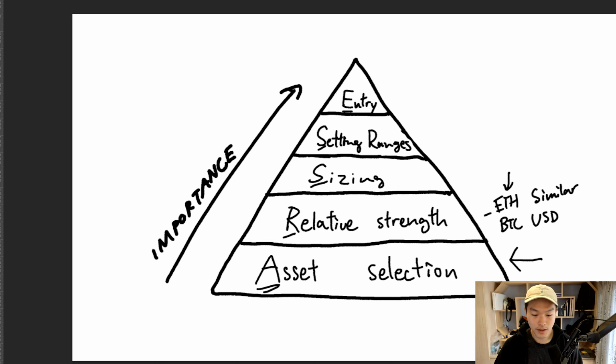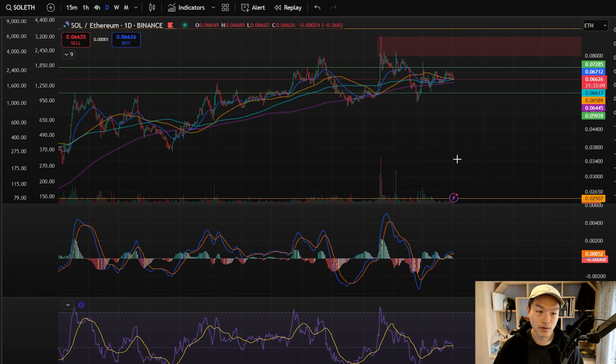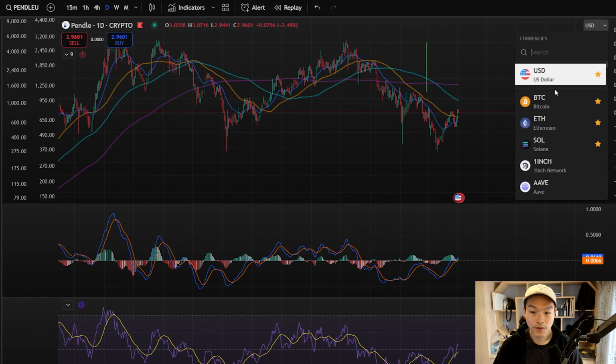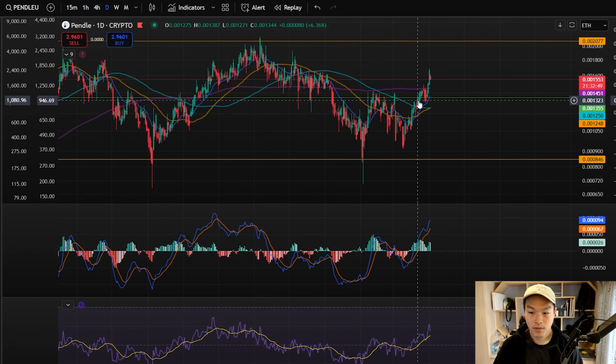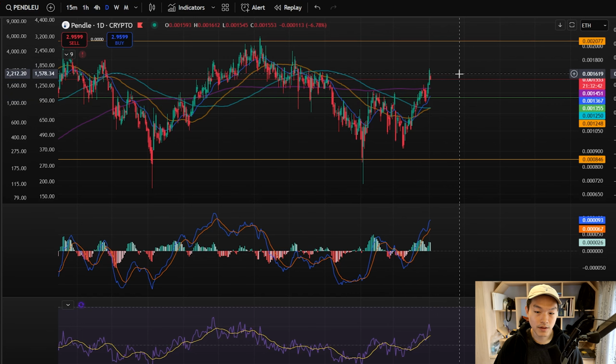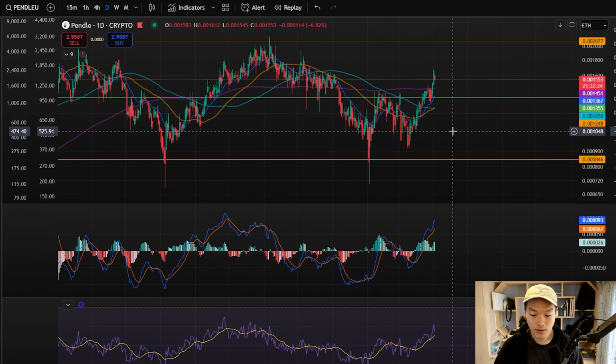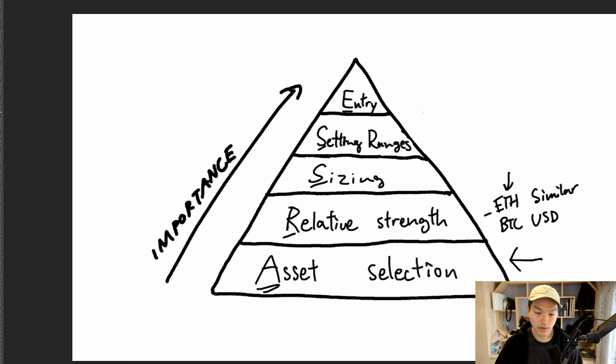And the entry is next. So if you look at my entry for the SOL and ETH position, I mentioned again, I entered at 0.06, which was pretty good in hindsight. But even if it drops, it's not a big deal. If you look at my PENDLE and ETH position, my entry wasn't that good at around 0.00135, but you can see this pool is still doing well because the price of PENDLE has pumped against ETH. So entry is important, but in my opinion, not as important as the other factors that we looked at, right? Like setting ranges, sizing, relative strength, and asset selection.